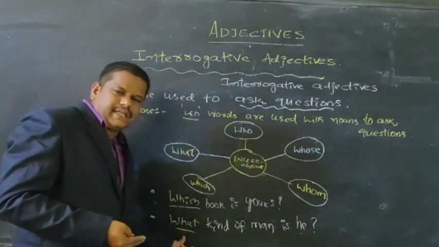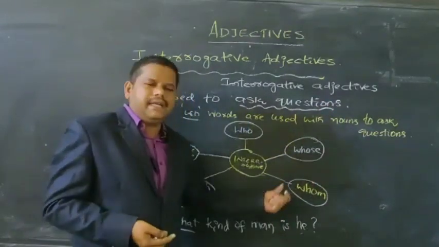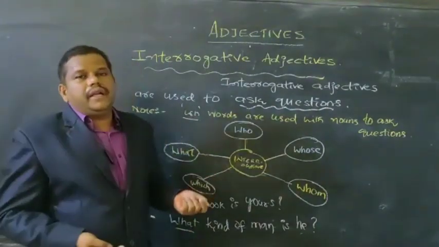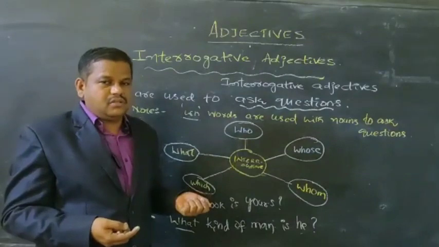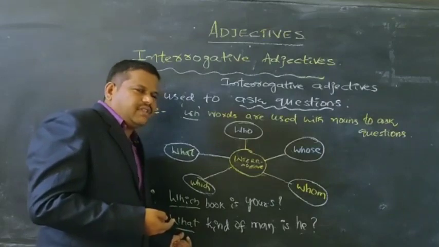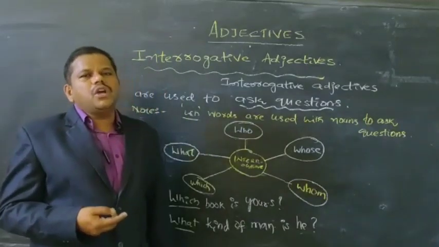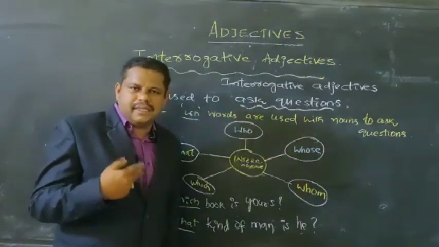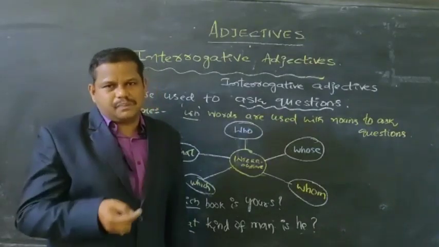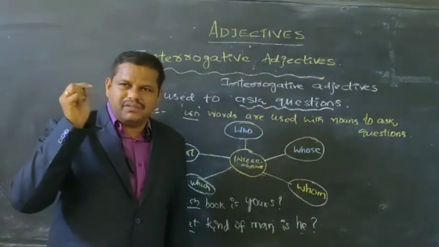Another example now. What kind of man is he? We are asking a question to someone to find out what type of person he is. In such cases we are using the word what, a WH word. What kind of man is he? So when you are using this type of sentences, students, you need to understand the specific parts of speech: which one is a noun, which one is a pronoun, which one is a verb, and which one is an adjective.